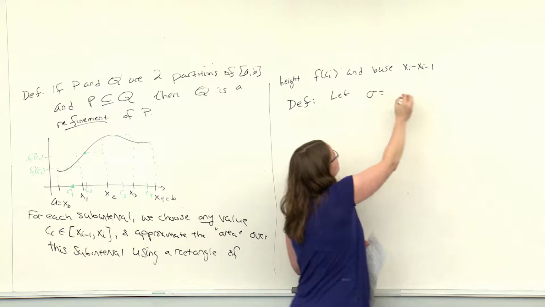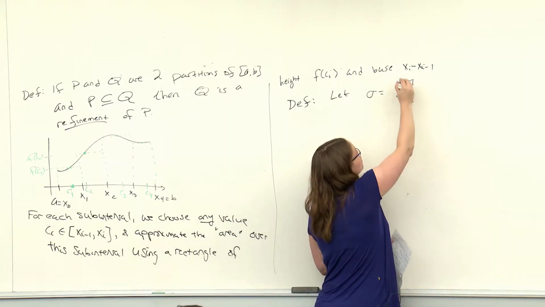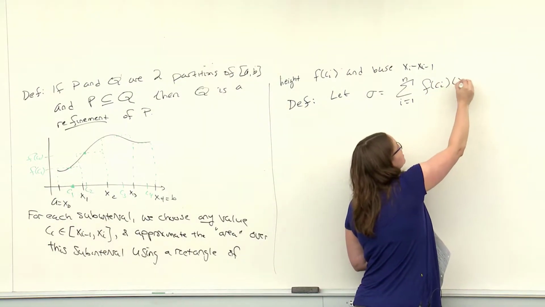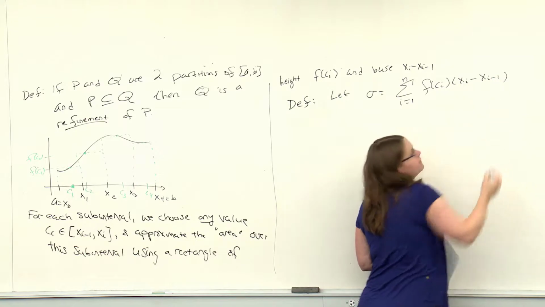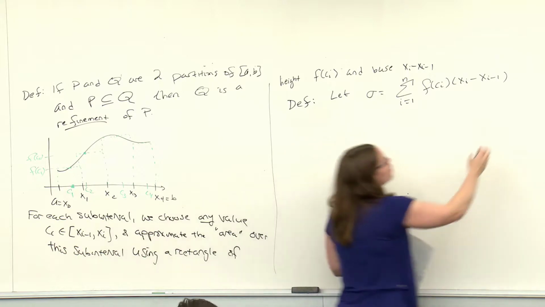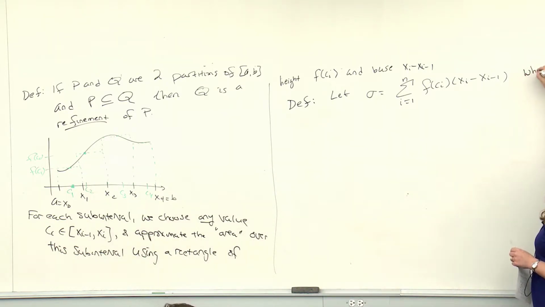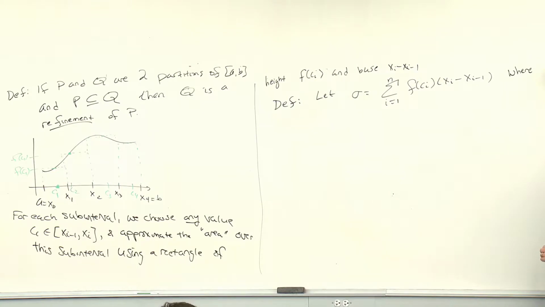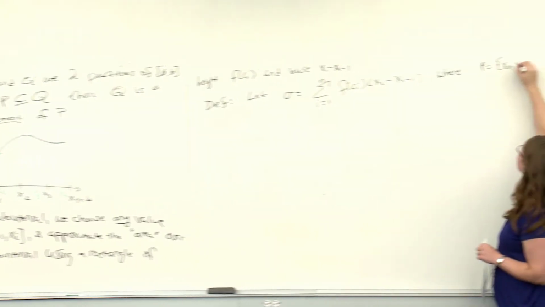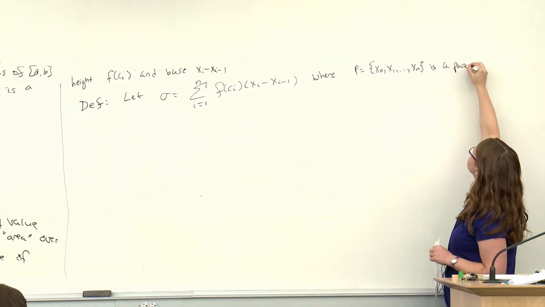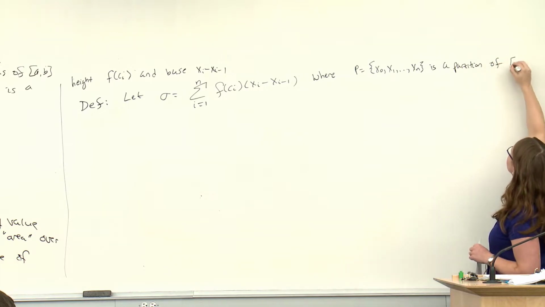So let's let sigma equal the sum over all of these little subintervals of f of ci times xi minus xi minus 1. Okay, where? Let's put everything in the definition. These x's come from a partition of my interval. So P equals x naught, x1, up to xn is a partition of the interval.